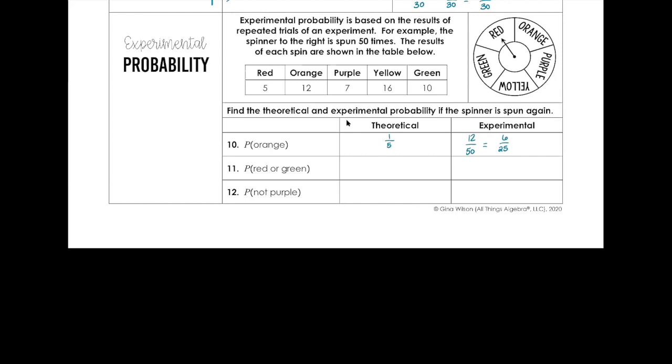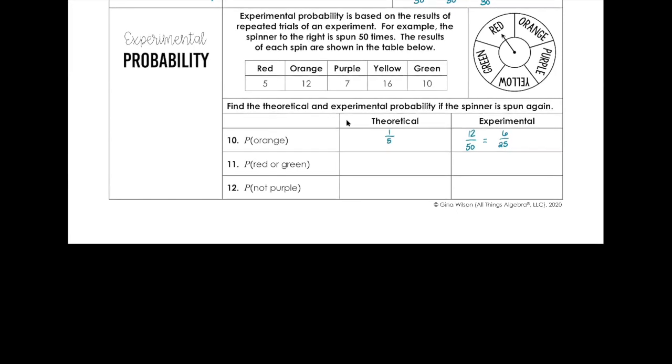How about red or green? So that would be 2 out of 5, because it can be either or. That would be our theoretical. But if I look at red, I had 5 out of 50. If I look at green, I had 10 out of 50. Put them together, we get 15 out of 50, which is 3 out of 10.